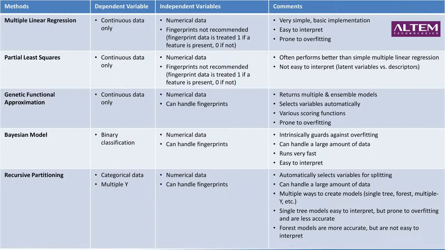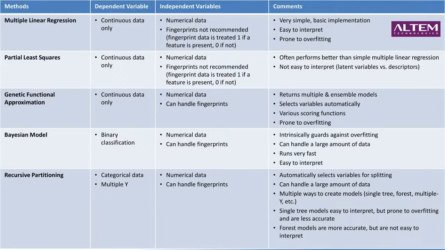This Bayesian model is a little bit slow, and of course easy to interpret. On the basis of numerical data you can use it. You can handle the fingerprints. Basically, those three work very well with the fingerprints as compared to these two methods.